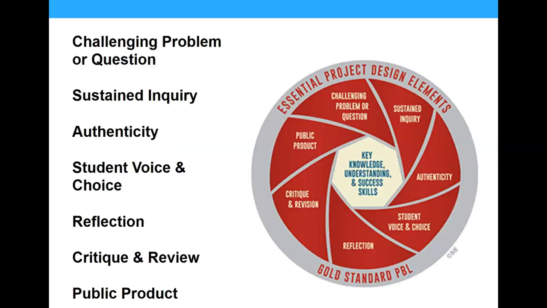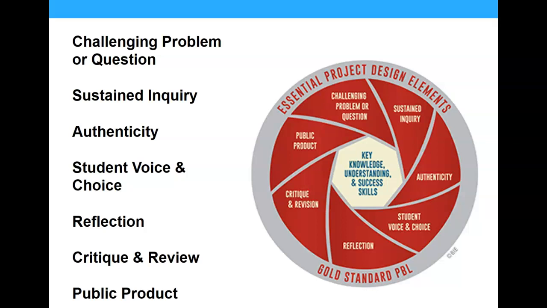Because as we know, this stuff that we saw in that tiny house project didn't just happen, right? There was a lot of planning that went into making that work. So I'm going to talk a little bit about the essential project design elements for gold standard project-based learning. And again, as I've said before, most of this material comes from the Buck Institute for Education, or PBL Works. Buck Institute is what it was called for many years, and they've sort of rebranded themselves.